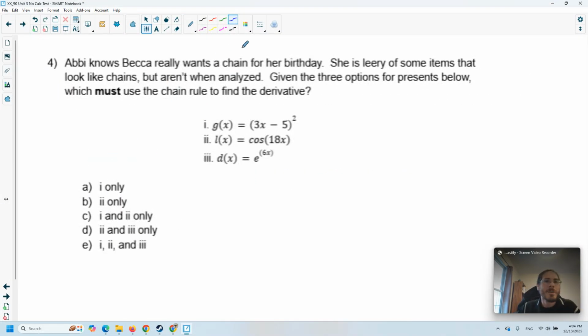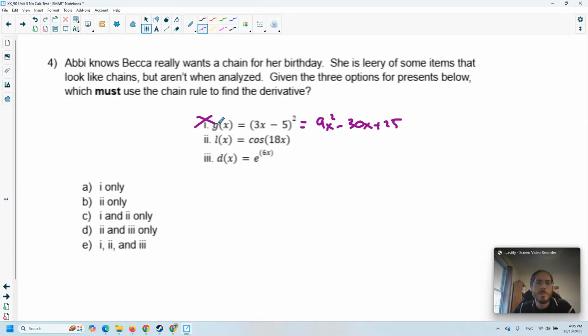For 4, Abby knows Becca wants a chain for her birthday. She's leery of some items that look like chains but aren't when analyzed. Given the 3 options for presents, which one must use the chain rule to find the derivative? So what we're trying to do is simplify these so we don't have to use the chain rule. For the first one, this is just a binomial. So if we wanted to, we could multiply this out to get 9x squared minus 30x plus 25, and then we could just use the power rule from there.